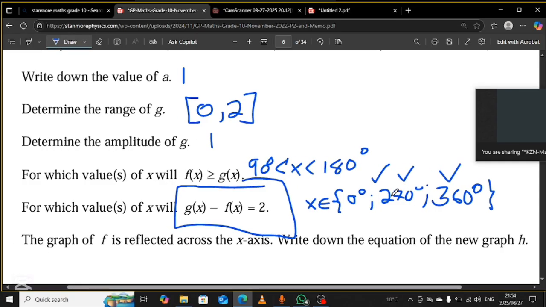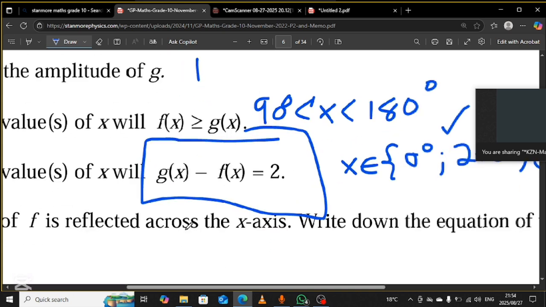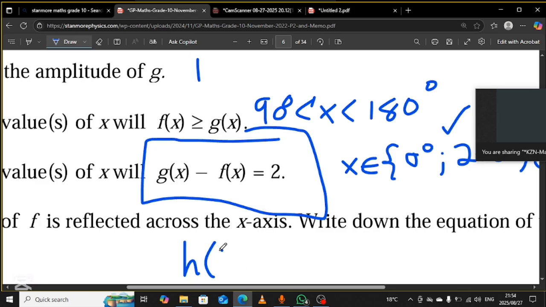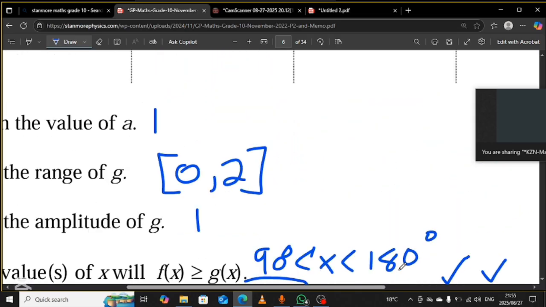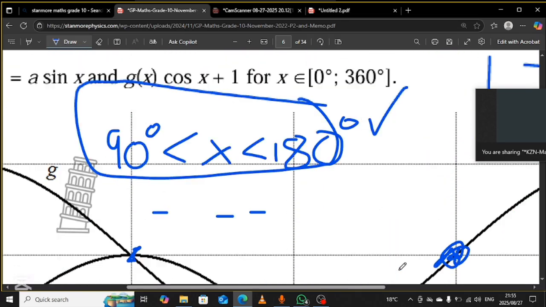Now, the graph of f is reflected across the x-axis. Write down the equation of the new graph h. That's easy. That's child's play. What was the new graph? It's negative cos. h of x is equal to negative cos x plus 1. I want to see whether it's plus 1 or minus 1. I'm not quite sure there.